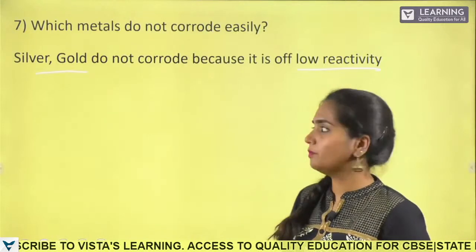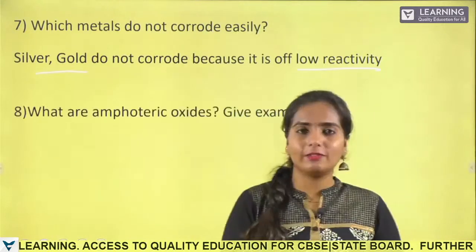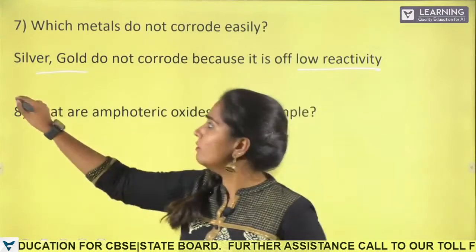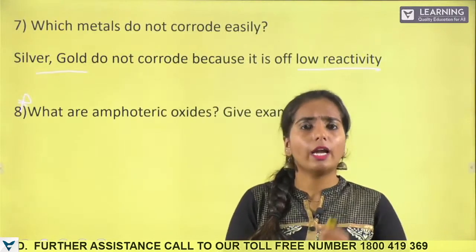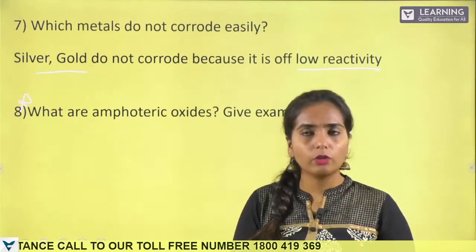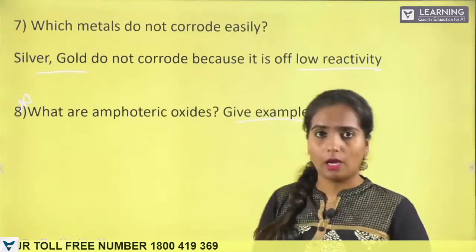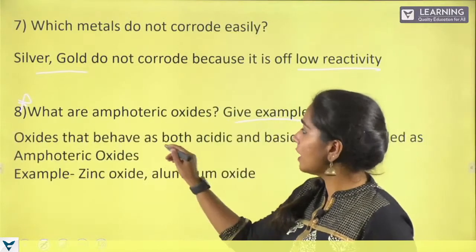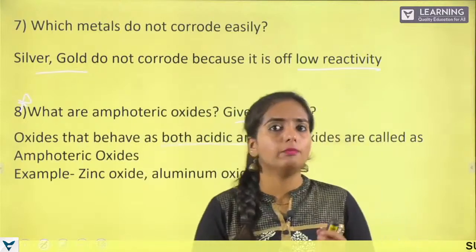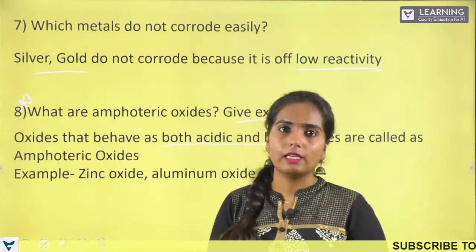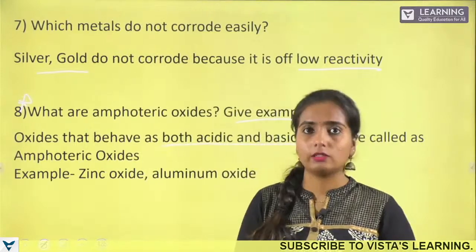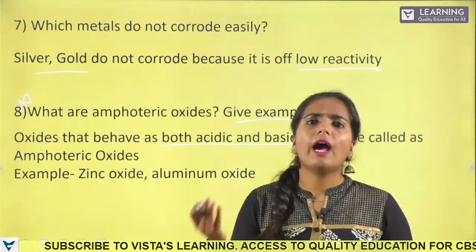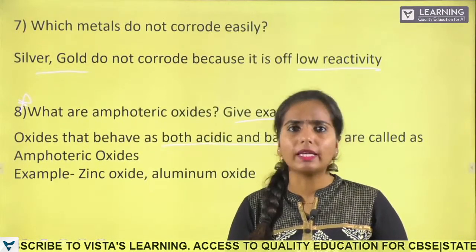Yes, here is the question which I told. What are amphoteric oxides? This is one of the very, very important questions, students. You have to remember this and you have to learn this. What are amphoteric oxides and give examples is a very, very important question. Oxides that behave as both acidic and basic are called amphoteric oxides. So oxides that behave both as acids as well as bases are called amphoteric oxides.